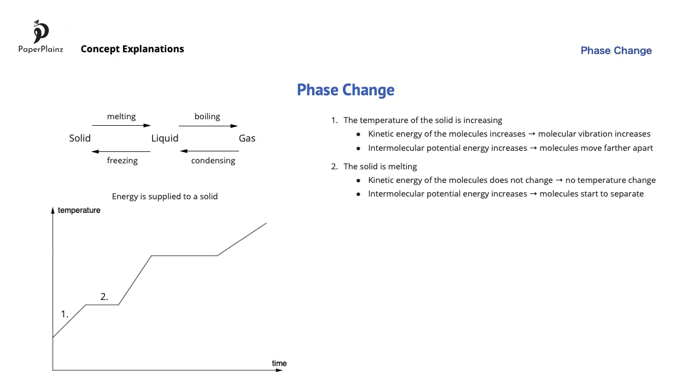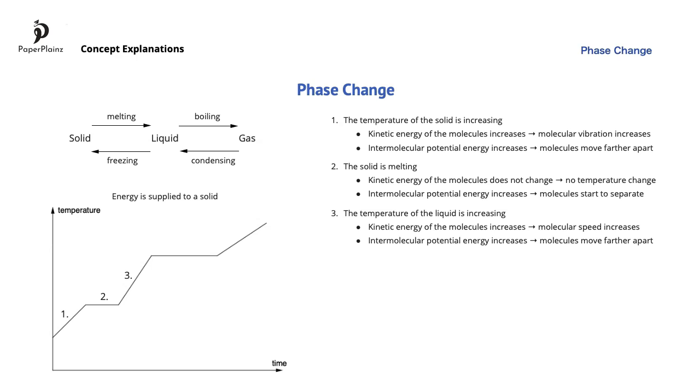Once all the solid has melted, we enter phase 3, where the temperature of the liquid is increasing. Here again, there is an increase in kinetic energy, so the speed of the molecules increases. Intermolecular potential energy also increases, and as a result, the freely moving molecules and groups of molecules move even farther apart. Note that the forces acting between the molecules are still significant, but much lower than in a solid.